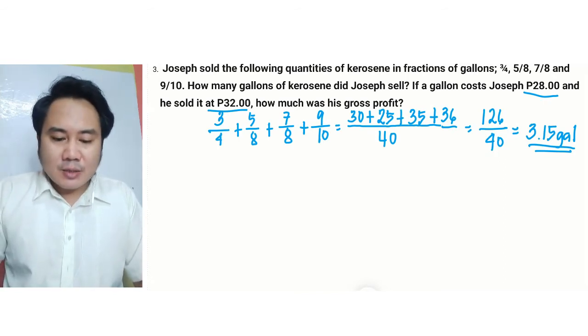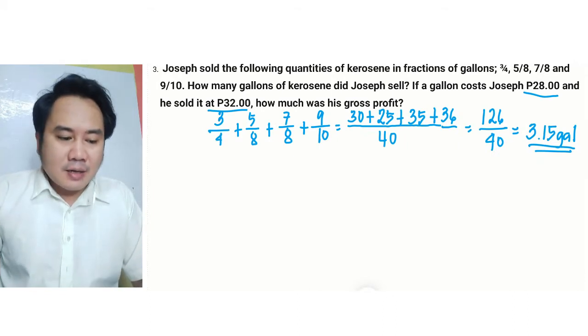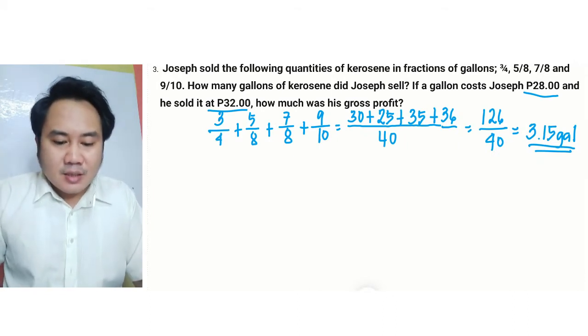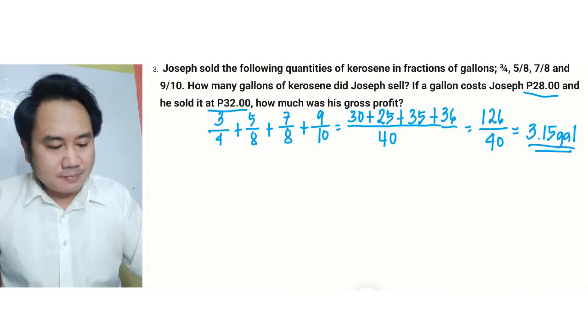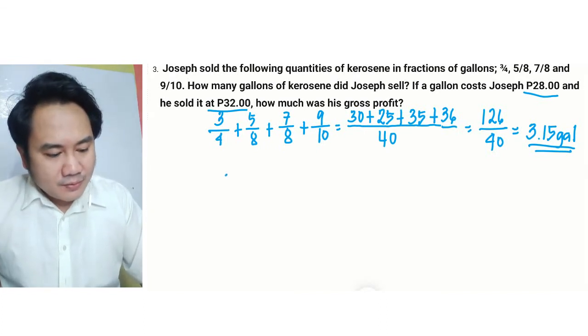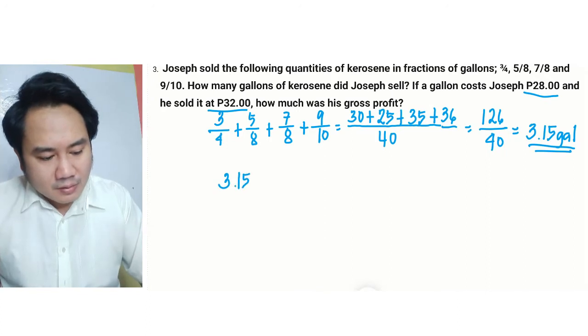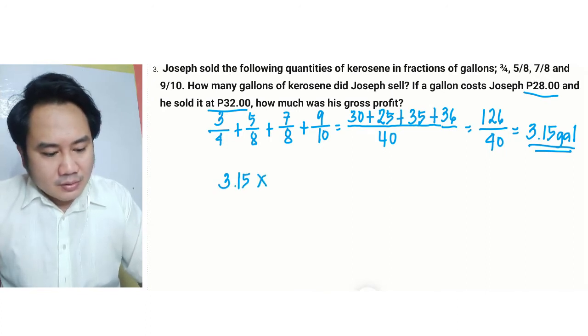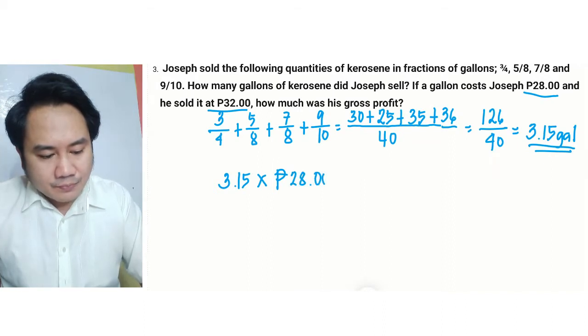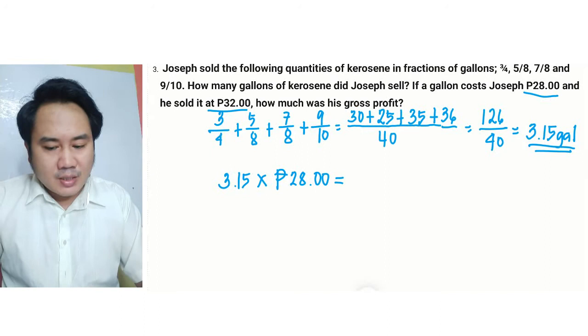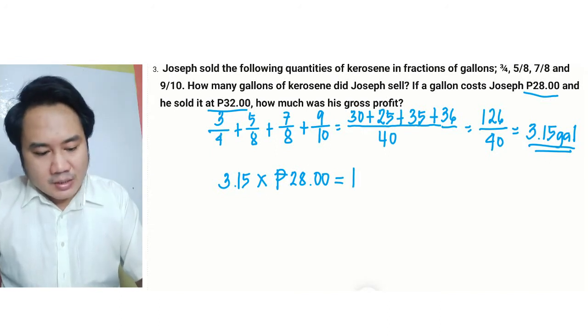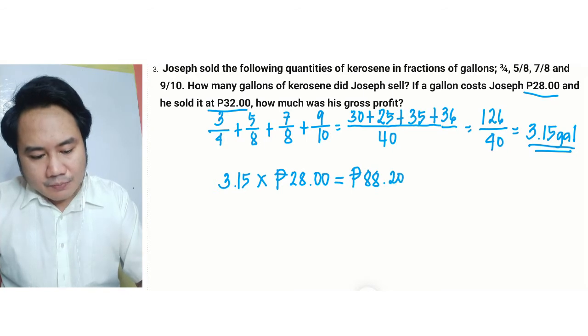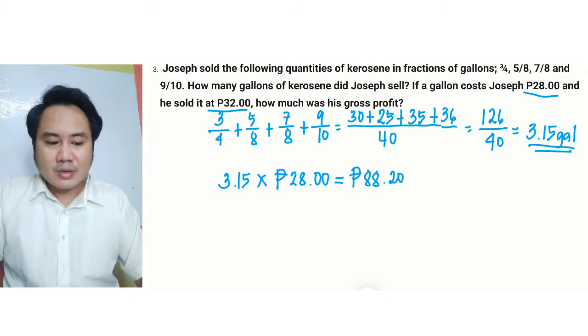Una, alamin muna natin kung magkano ang bili niya dun sa kerosene at 28 pesos. So that's 3.15 times, so binili niya yon at 28 pesos. So 3.15 times 28 pesos is 88 pesos and 20 centavos.